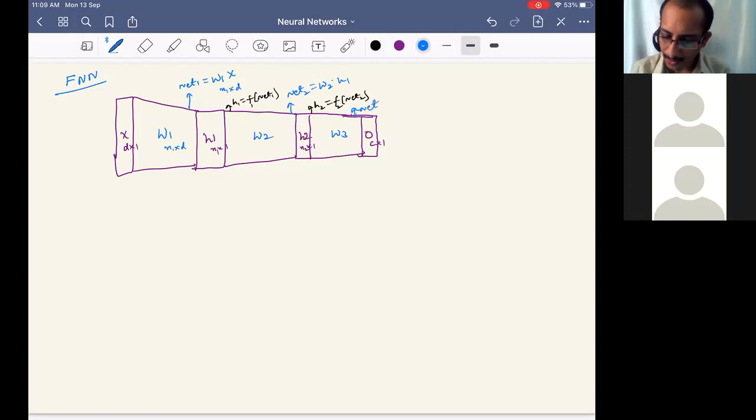Here net 3 is equal to W3 into H2. And then after the overall thing, O is equal to F3 of net 3. Is this fine? So using this O and the ground truth, we will write J equal to half of the norm of O minus T, whole square. T is the ground truth labels.